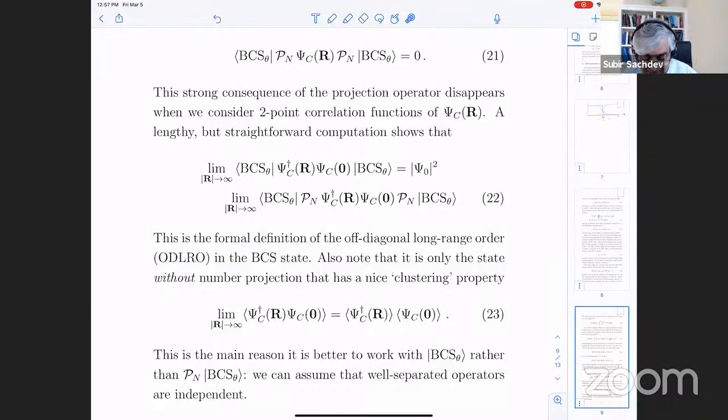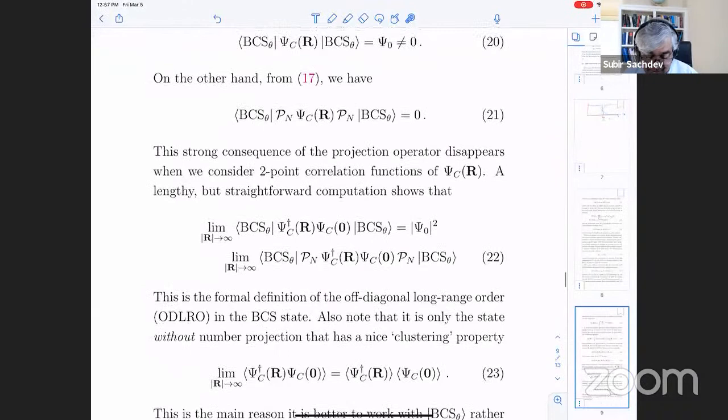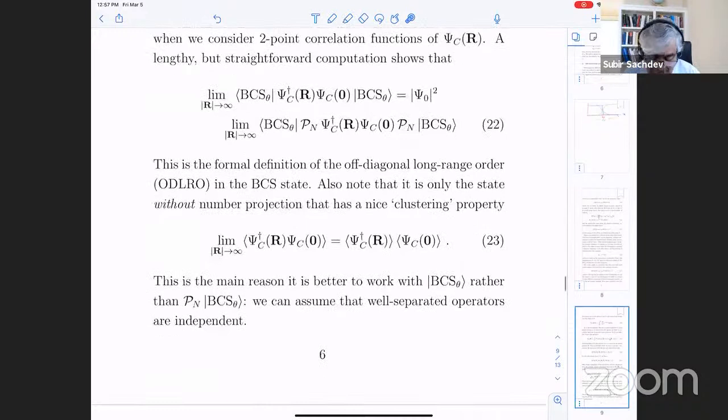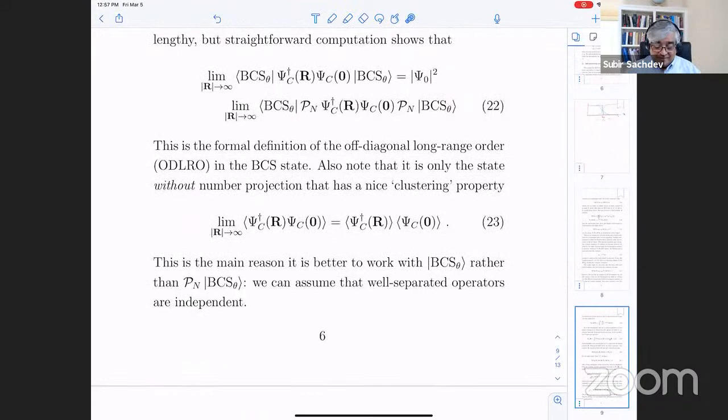So now you see that there's this BCS theta wave function, which looked rather strange to us when we wrote it down, has a very nice property that this other wave function, which looked more physical to us, which had fixed number of particles, doesn't. And that property is sometimes called the clustering property, which is something you'd like, when you're doing any kind of local field theory of anything, to have.